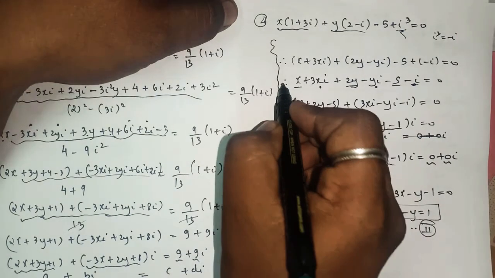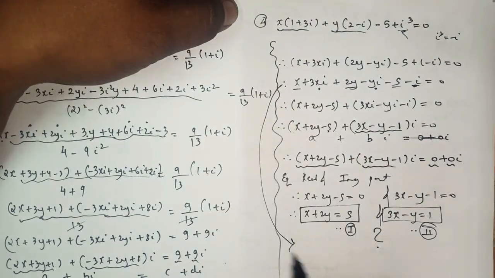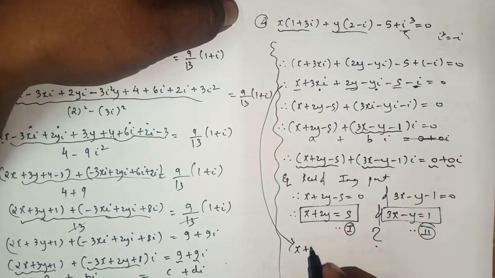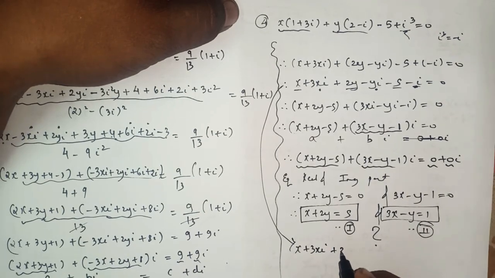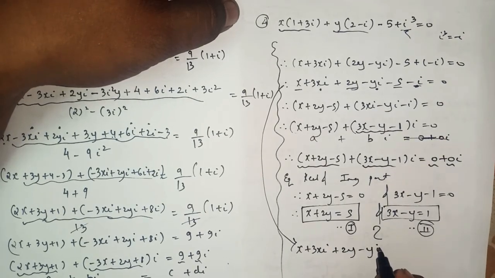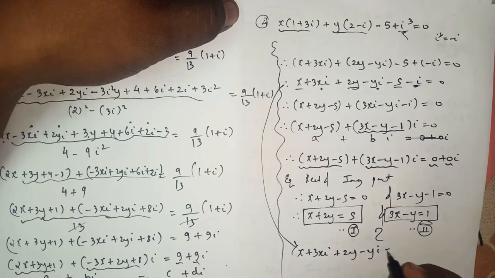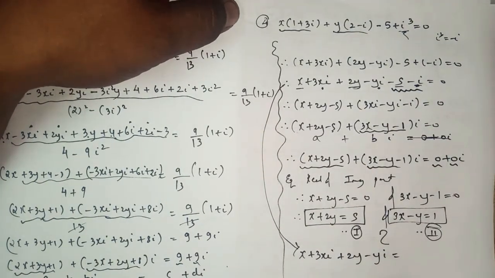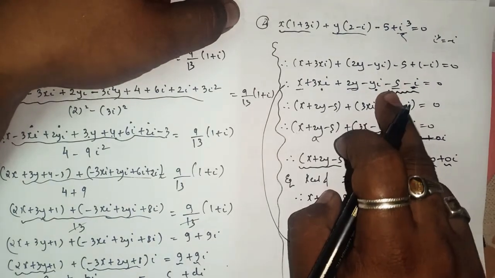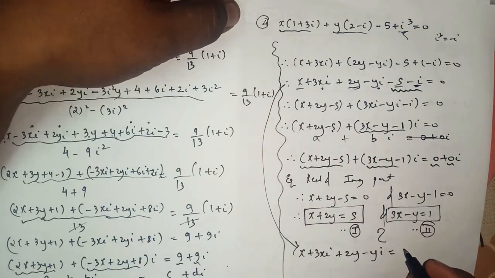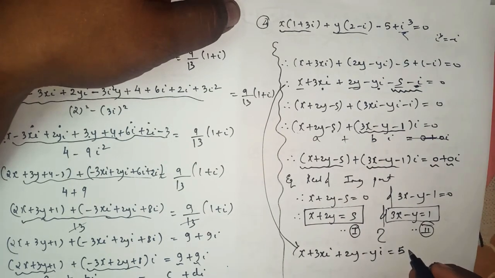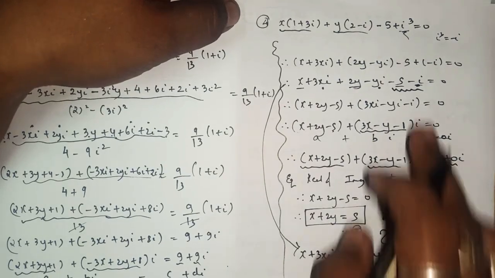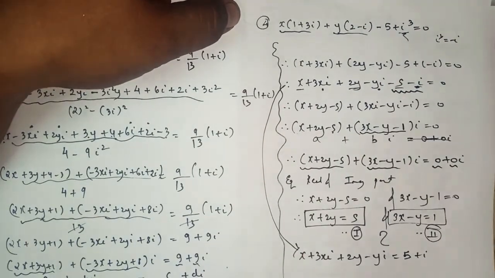The second method is this: after this step, x plus 3xi plus 2y minus yi, shift this minus 5 and minus i to the right hand side. This is the second method, minus 5 and minus i to the right hand side. So minus 5 will go to the right hand side, so it will be plus 5, and this will be plus i, when you shift this minus 5 and minus i to the right hand side.